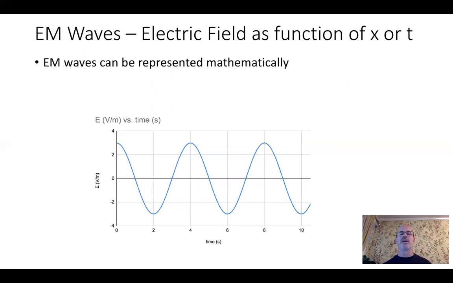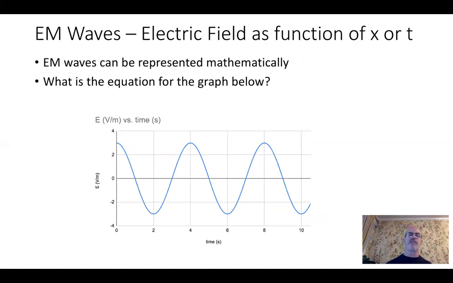Generally, the way you'll see this, at least on questions, is the variation of the electric field as a function of time or as a function of distance. So the question is, what is the equation for the graph below? You might recognize this immediately from math as a cosine, right? Because if you look at it, at time 0 you have a maximum value, and we know that the cosine of 0 is the maximum.